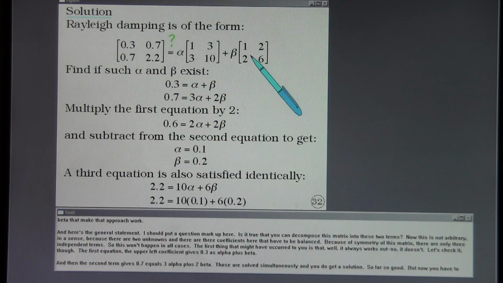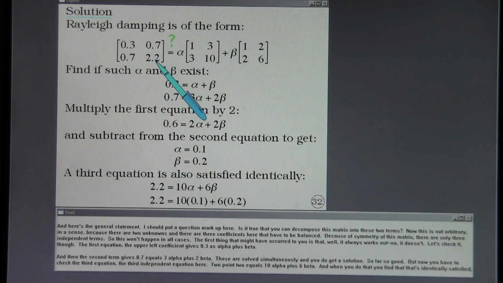Now, this is not arbitrary in a sense, because there are 2 unknowns and there are 3 coefficients here that have to be balanced. Because of symmetry of this matrix, there are only 3 independent terms. So this won't happen in all cases. The first thing that might have occurred to you is that, well, it always works out. No, it doesn't. Let's check it though.